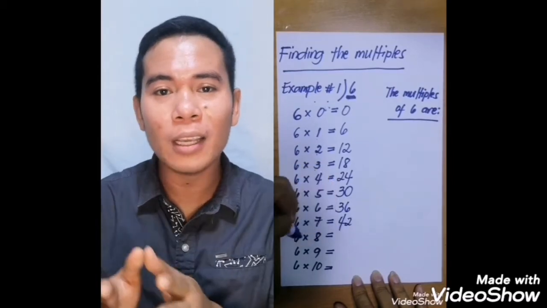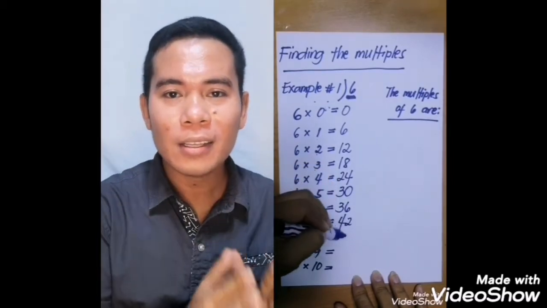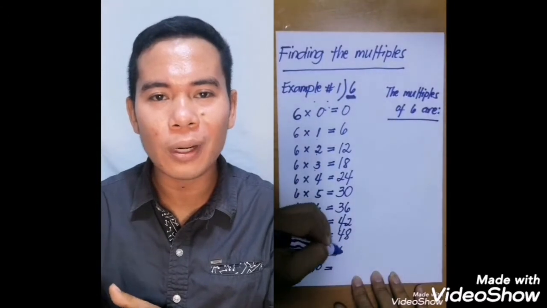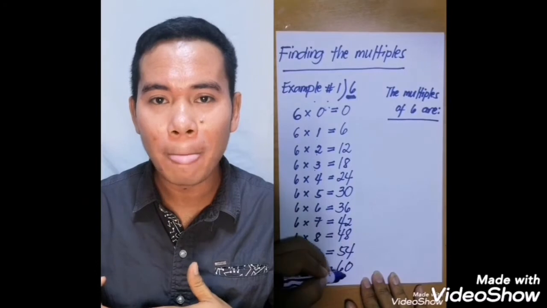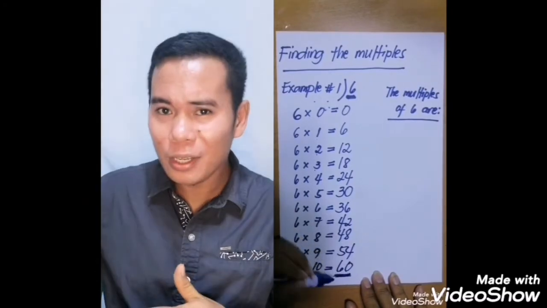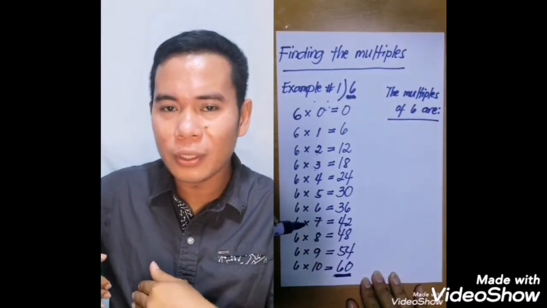6 times 8 equals 48. 6 times 9 equals 54. 6 times 10 equals 60. So we will just stop at 60. But we can still use other numbers, the rest of the numbers after 10.